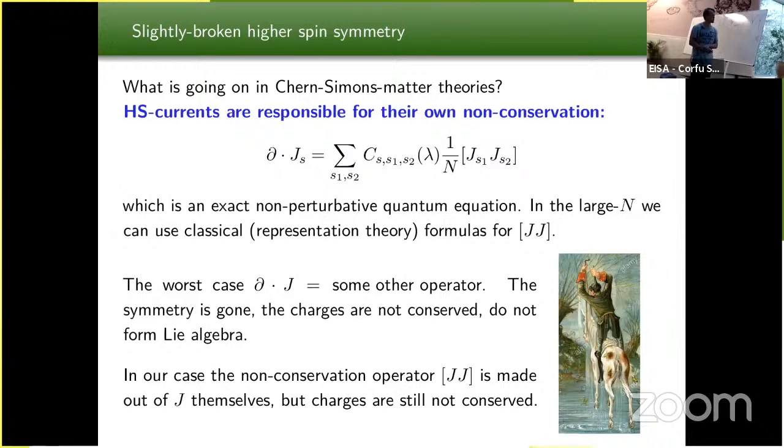So that's a man, probably most of you know, who is trying to pull himself out of a swamp by his own hair. So this is the idea of bootstrap. And indeed, people checked many things just by using this non-conservation law inside correlation functions. But it's not quite clear what's the right mathematical structure behind, because as long as currents are not conserved, you lost conservation of charges, you lost your algebra, and so on.